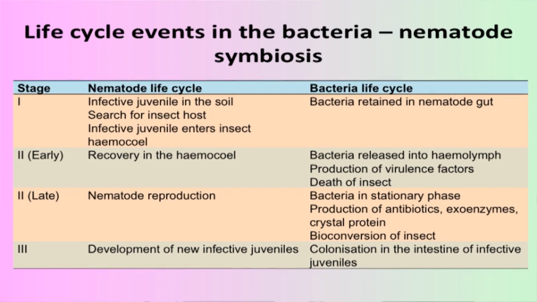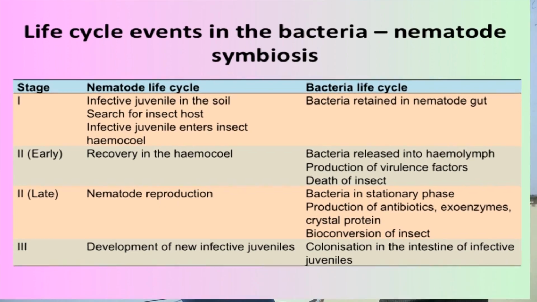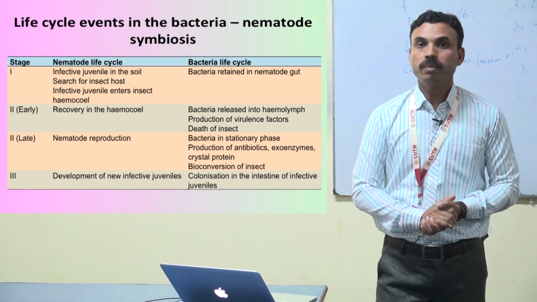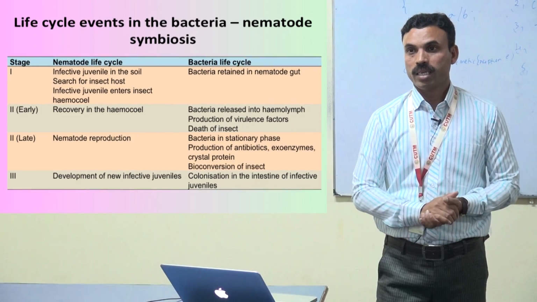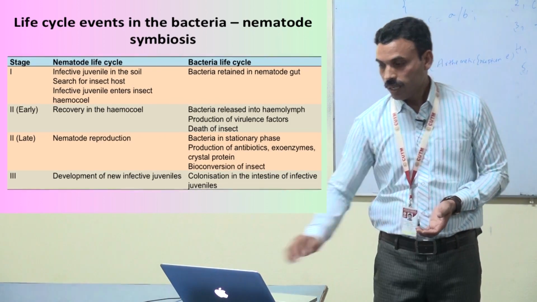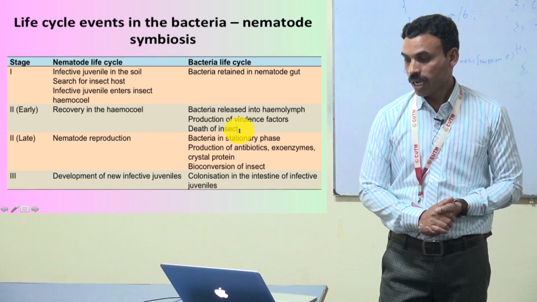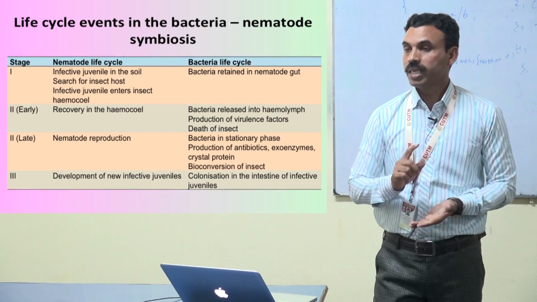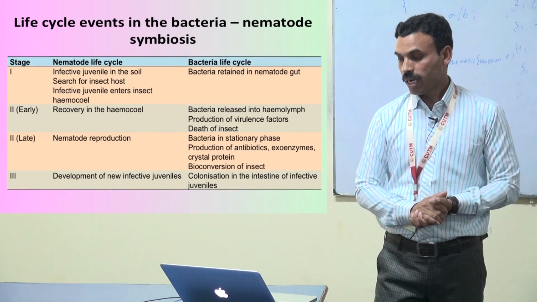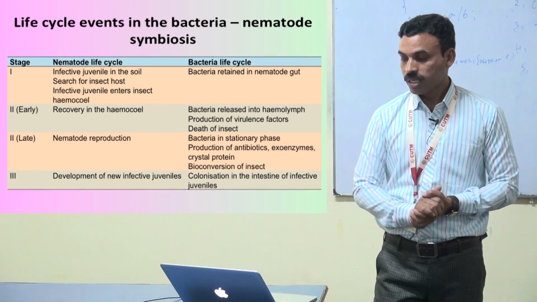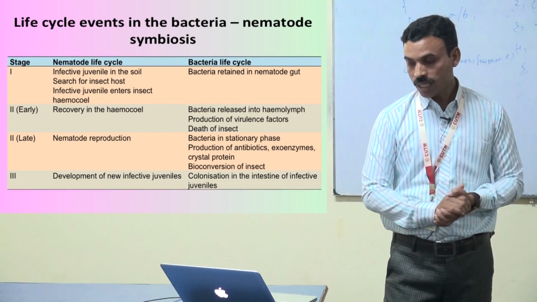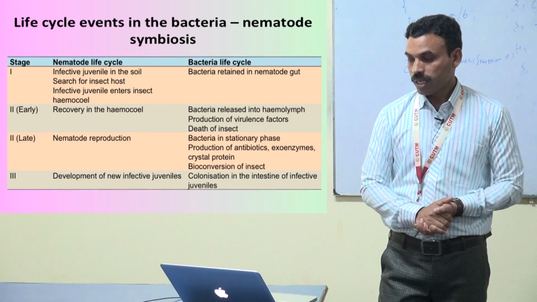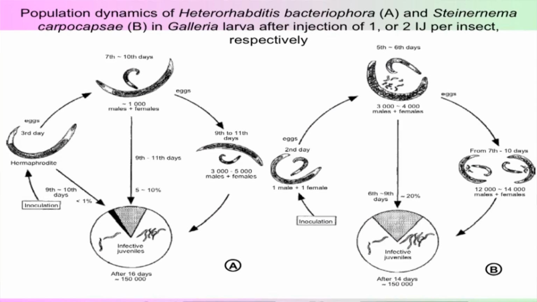The life cycle events in entomopathogenic nematodes are as follows. First, the nematode enters the insect. It senses that the environment is suitable, then accordingly releases the bacteria. The bacteria release virulence factors, and then death of the host occurs. In the third stage, nematode reproduction occurs, in which the bacteria go into the stationary phase, and production of antibiotics, exoenzymes, crystal proteins and bioconversion of the insect takes place. In the last stage, new juveniles develop: when the resources are depleted, colonization of the intestine of infective juveniles occurs. These are the events that occur.